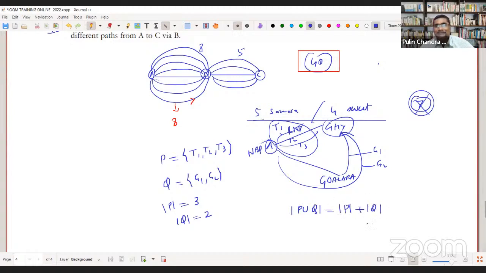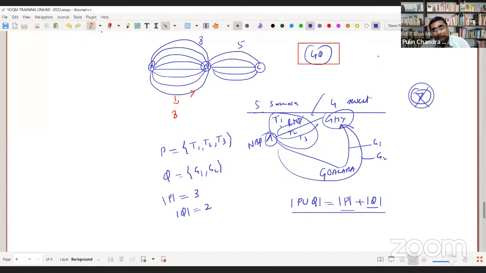It will be simply order of P plus order of Q, because they are not having anything in common, mutually disjoint. So thank you, sir. So this is the starting of your addition principle. So these two are ruling over the whole permutation and combinations.